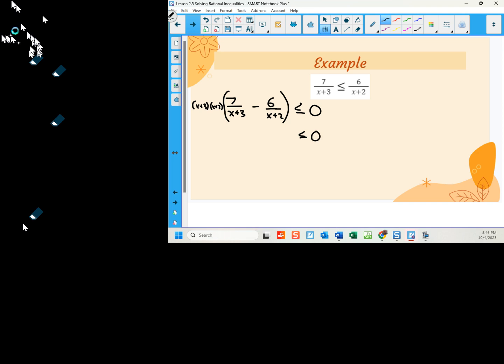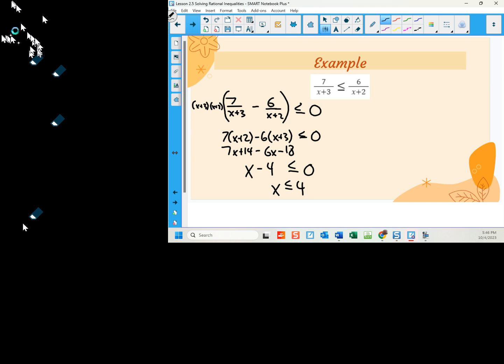When I distribute both of these, times 7 over x plus 3, the x plus 3's cancel, and I get 7 times x plus 2. Minus, I distribute it there, I get minus 6 times, the x plus 2's cancel, and now I get x plus 3. Distribute, you get 7x plus 14 minus 6x minus 18, which really gives me x minus 4. x minus 4 is less than or equal to 0, so x is less than or equal to 4. There's a nice answer to that.